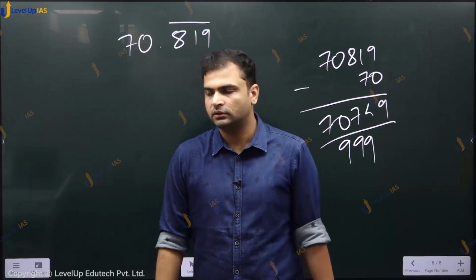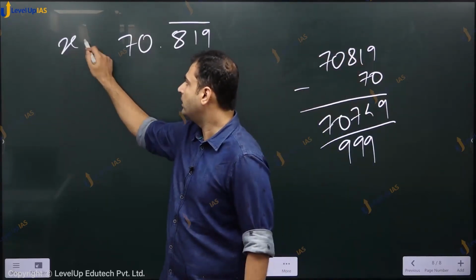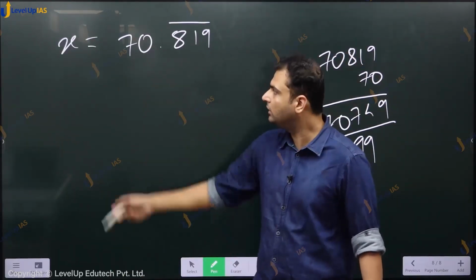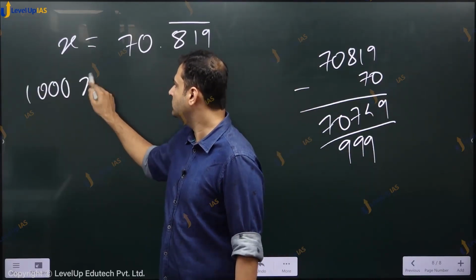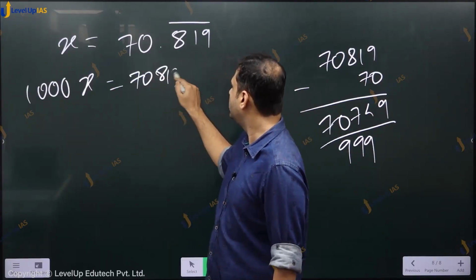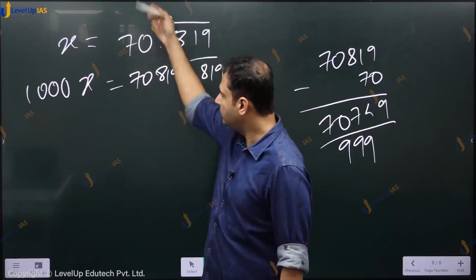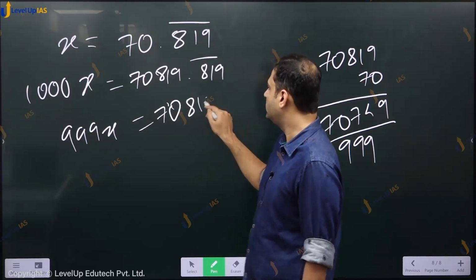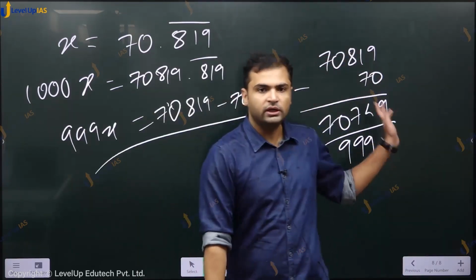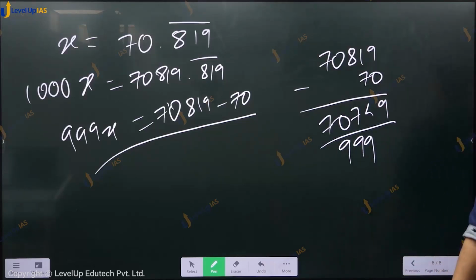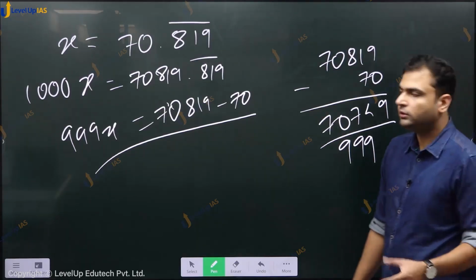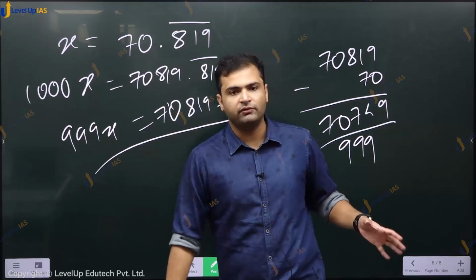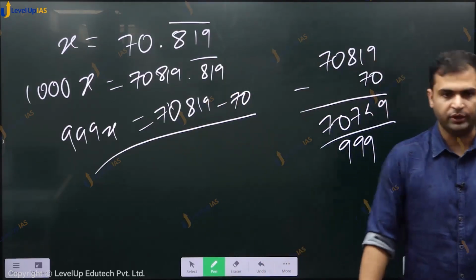ठीक है, you can see this otherwise also. You have this x, because there are 3 digits after the decimal, you have to multiply it by 1000, you will get 70819.819 bar, and if you subtract you will get 999x is equal to 70819 minus 70. वही हमने किया. ठीक है. That is the case where digits start repeating immediately after the decimal point.